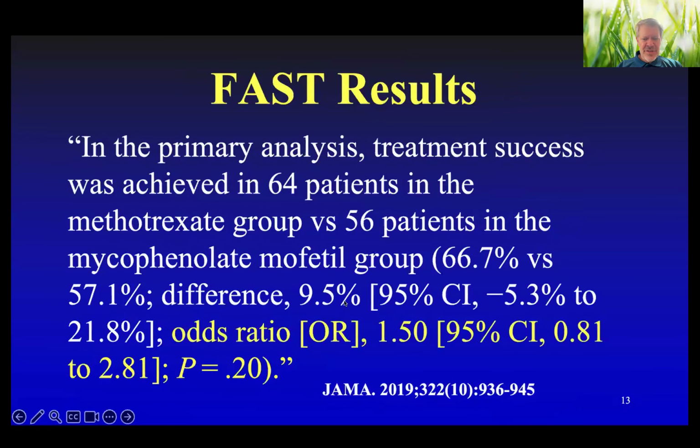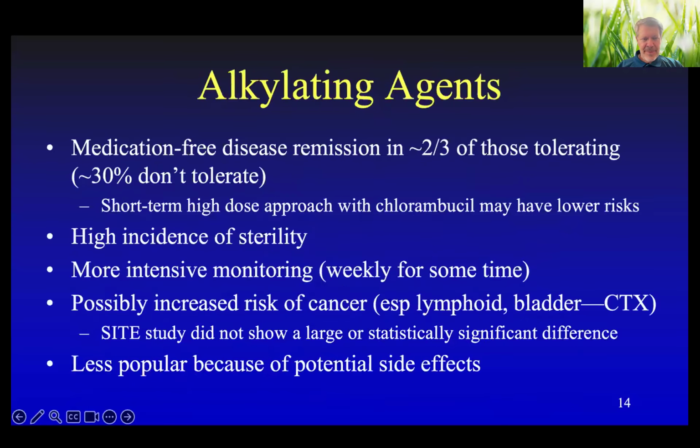So this is the summary of the primary results of the FAST trial and the reference if you want to look it up. But note that there were 50% higher odds of success by 6 months with methotrexate. However, the confidence interval covered one and it wasn't statistically significant, so it could have been observed by chance. But it did formally prove that methotrexate was non-inferior.